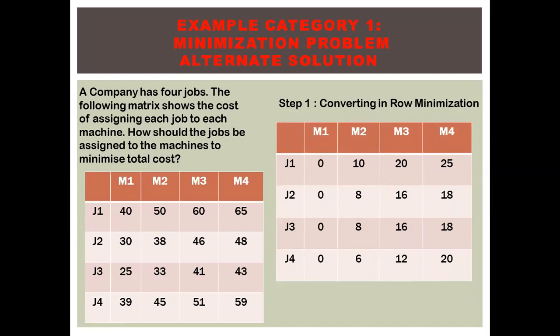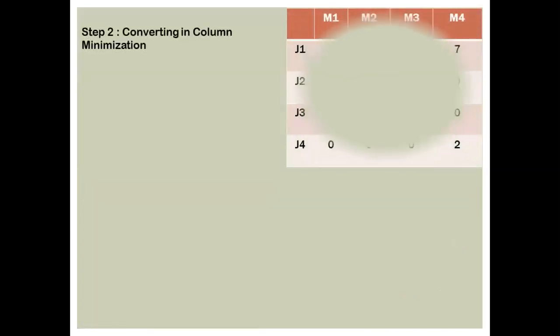Now, we start with column minimization. For column minimization class, you have to see the minimum number from each column, M1, M2, M3, M4. Now in the first column, all the 4 numbers are minimum. But what about the second, third and fourth column? Here in the second column, the minimum number is 6. In M3, the minimum number is 12. And in M4, the minimum number is 18. So you will be subtracting these numbers from these particular columns and you will get a matrix like this.